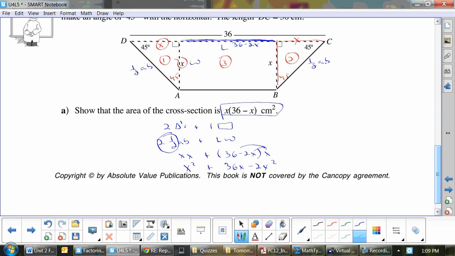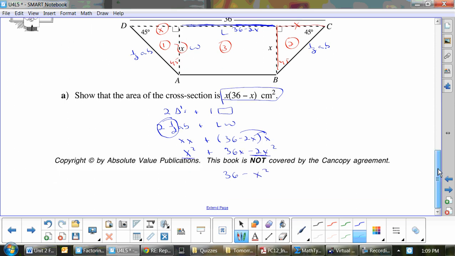I'm just getting everything together. Now see how I've got an x squared here and a negative 2x squared? I could combine that, so that would be 36 minus x squared. Oh, it actually is a difference of squares, but it wanted me to do this. Oh, it's not a difference of squares, sorry, because I forgot the 36x.